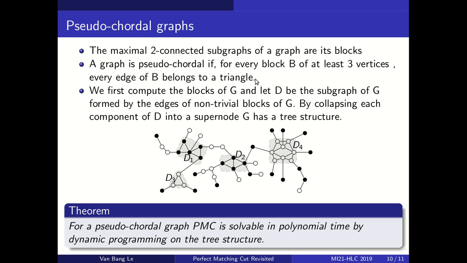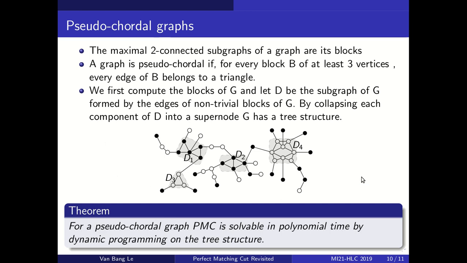So how do we solve the PMC problem on the pseudochordal graphs? Well, we first compute the blocks of the graph G, and then we let D be the subgraph of G formed by the edges of the non-trivial blocks of G, i.e. the blocks of size at least 3. And by collapsing each component of this subgraph D into a supernode, we see that G has a tree structure.